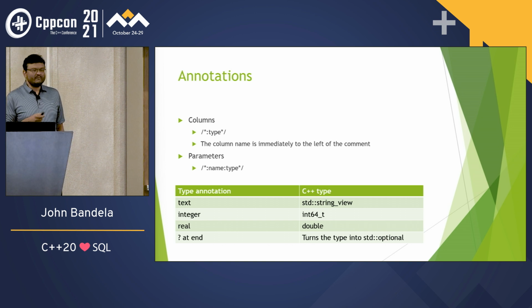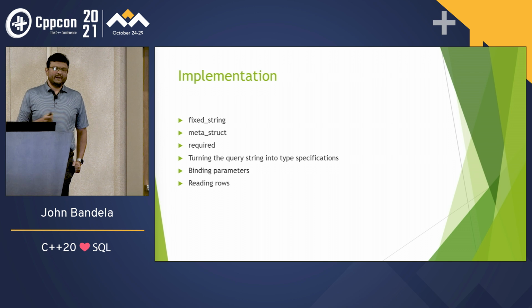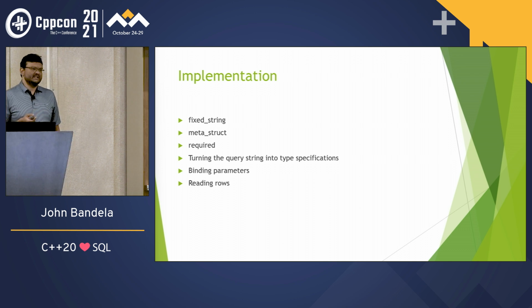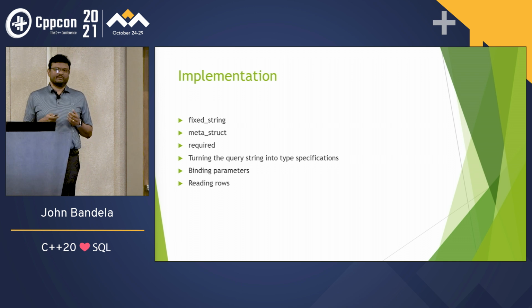Okay. All right, yeah, very good question. All right. So for the implementation, I'm going to go over a couple of things. We'll go over fixed string, metastruct, and required, and then we'll look at how we turn the string into a type specification that we can turn into types, and then how we bind parameters and read rows.